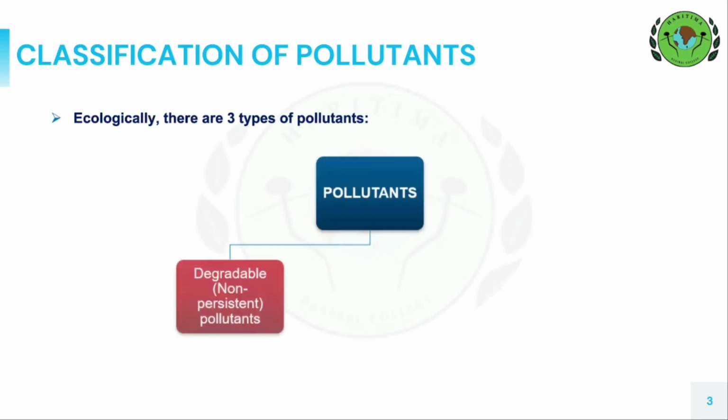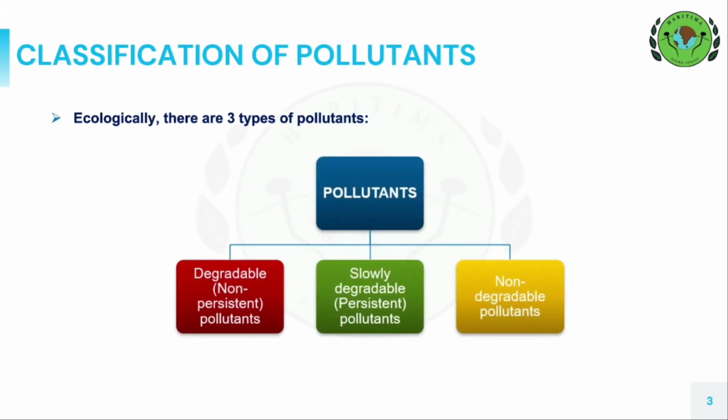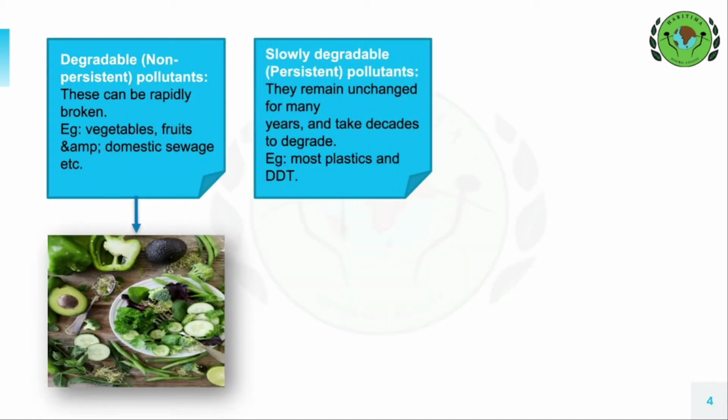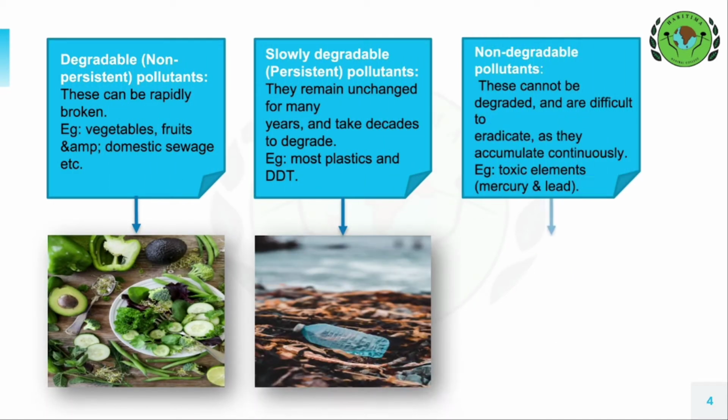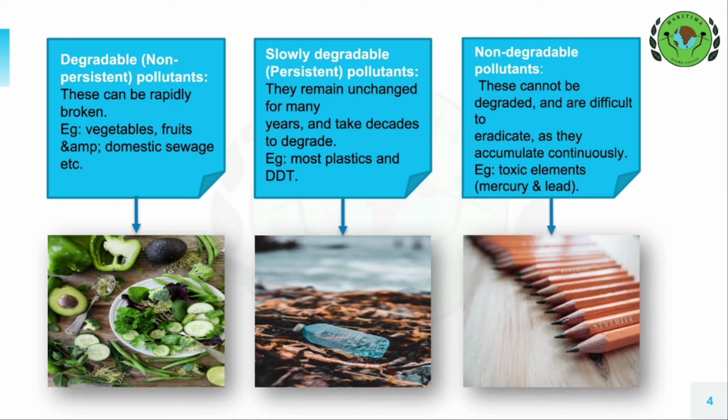Classification of pollutants. Ecologically, there are three types of pollutants: degradable, slowly degradable, and non-degradable. Further defining these pollutants: degradable, also known as non-persistent pollutants. These can be rapidly broken down, for example vegetables, fruit and domestic sewage, etc.